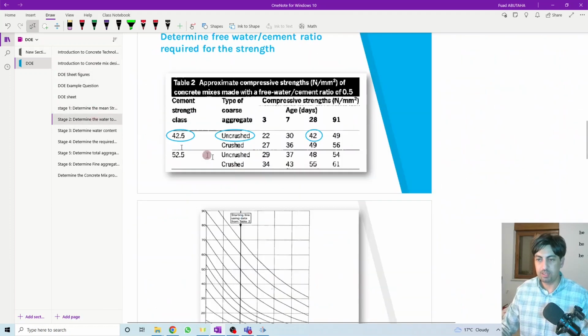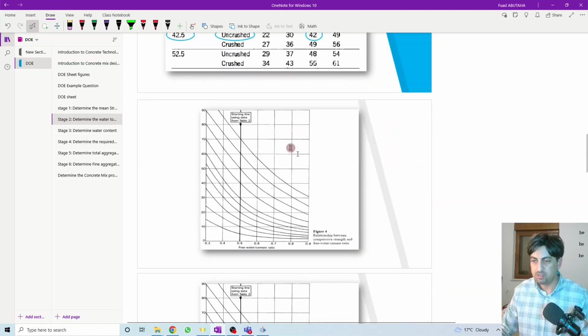Let's have this one here in more detail. This is the first table that we will use, Table 2. We're using cement type 42.5 uncrushed at 28 days. Then we come out with 42 at water cement ratio 0.5. Then we use this figure.